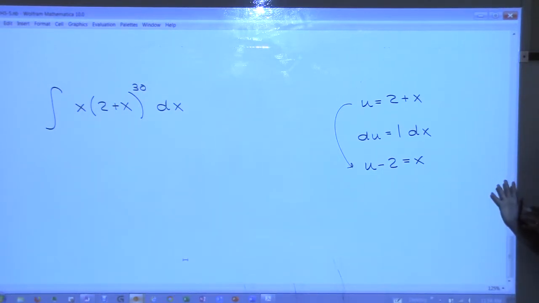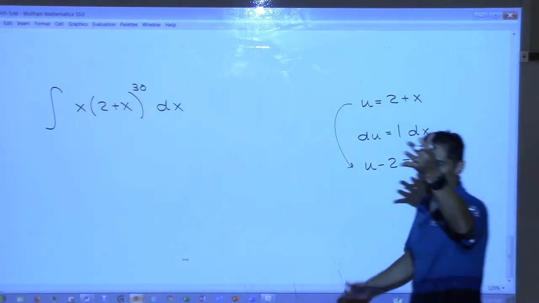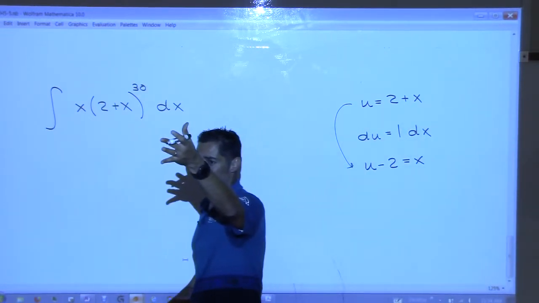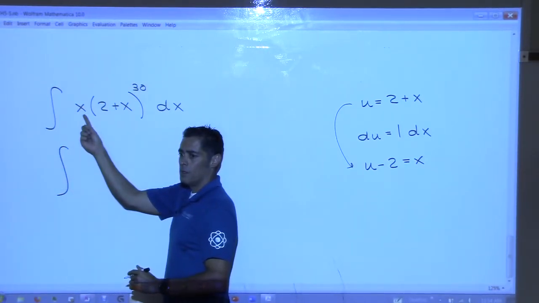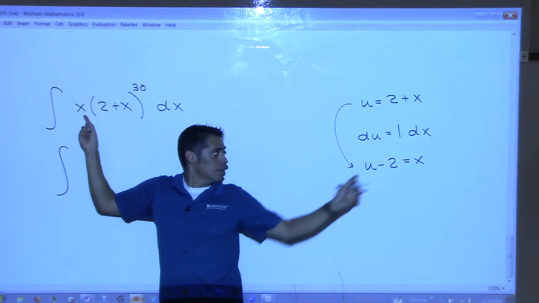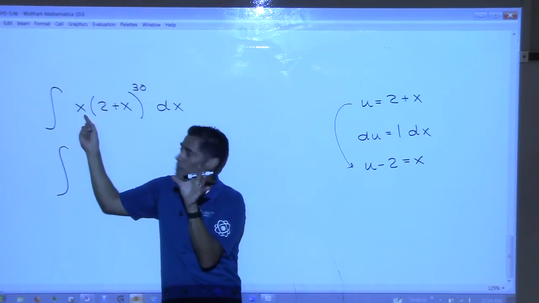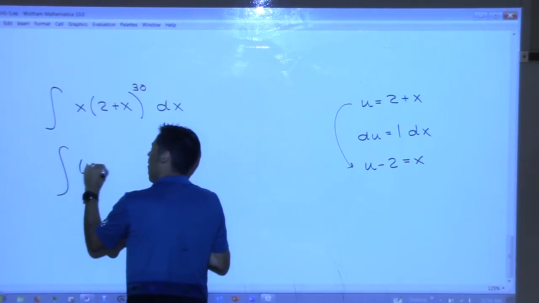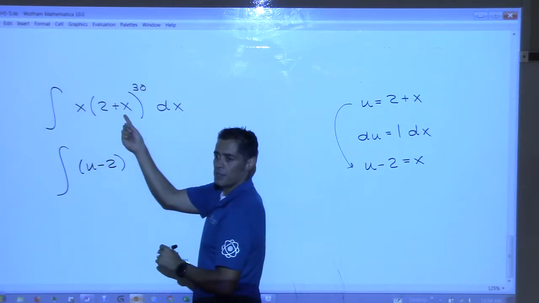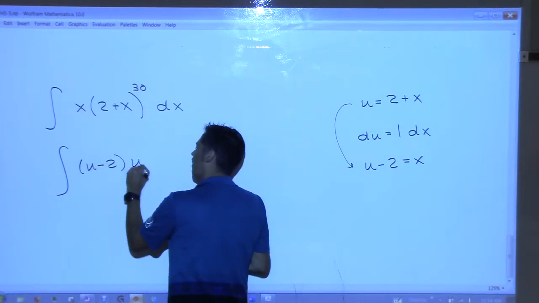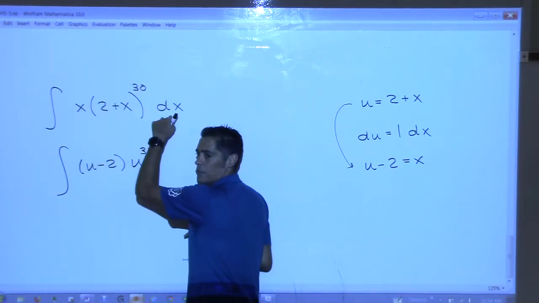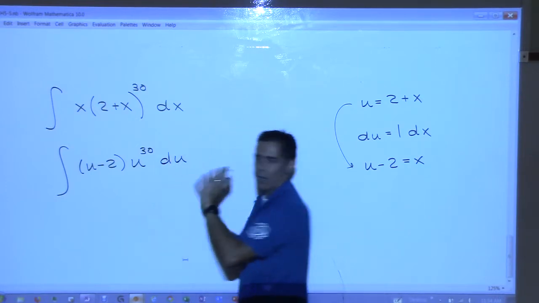So if we do that, we should be able to rewrite the whole problem. Let's rewrite it. I'm going to stick with it because so far it's working. So what do I replace x with? U minus 2. I need that in parentheses because it's 2 terms. Keep going. What's this? U to the 30th. And what's dx? du. Okay, so there we are.